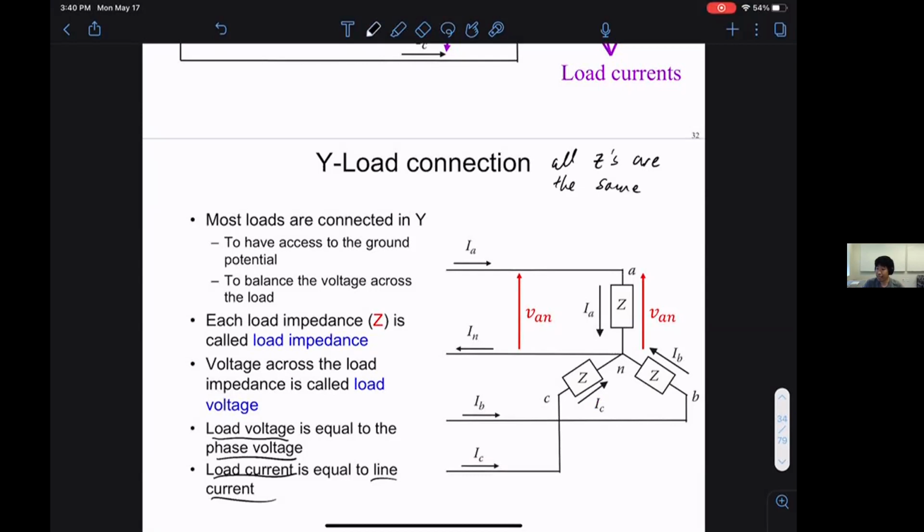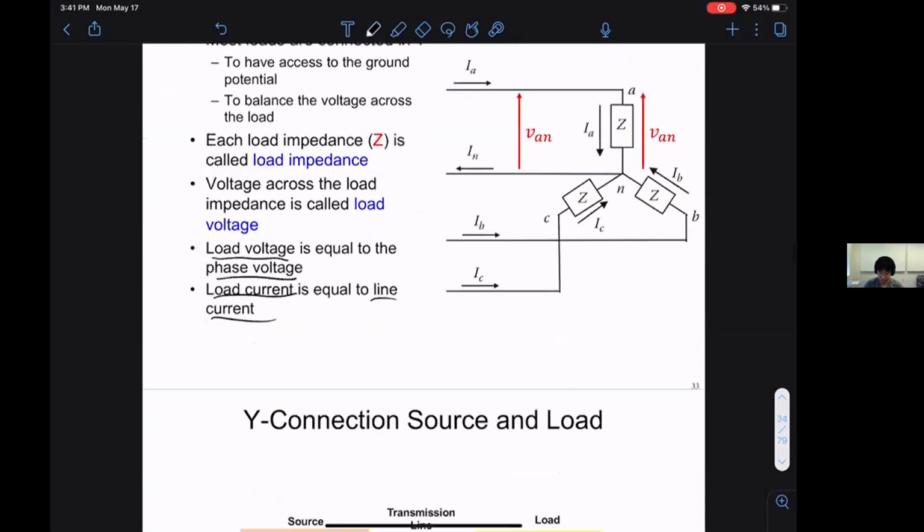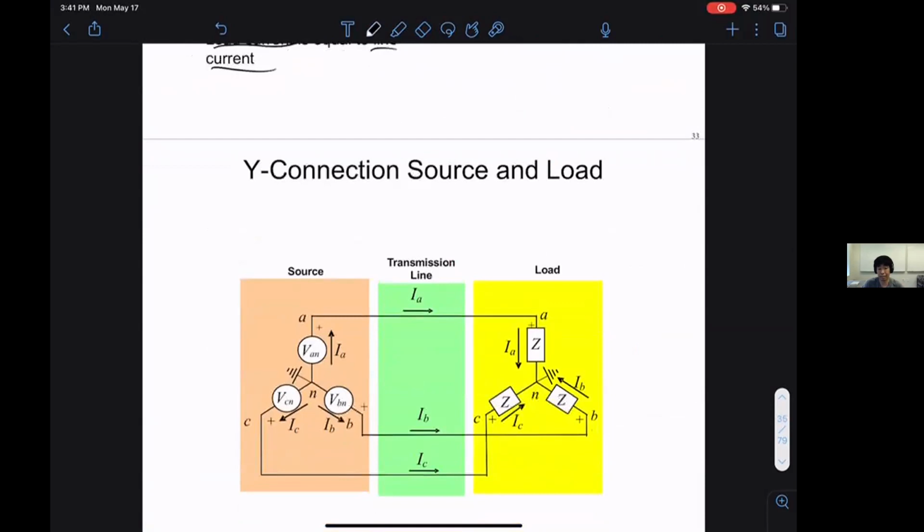So how do we do this in practice? How do we make sure the loads are balanced? Here I just drew all the Z's the same, but in practice, where do we do this balancing? So I have a generator. I can make a three-phase generator very easily. I have three transmission lines coming through, and this powers a load. If you think of your home, where does load balancing happen?